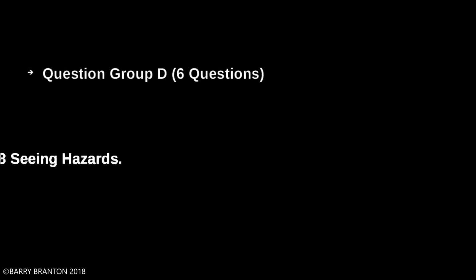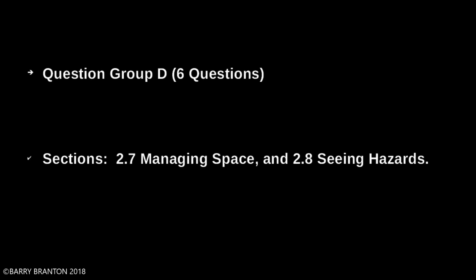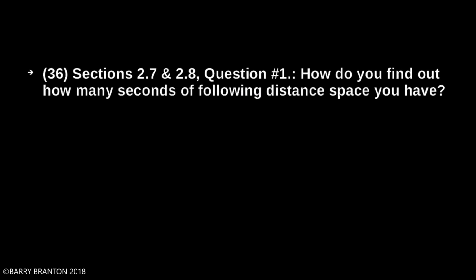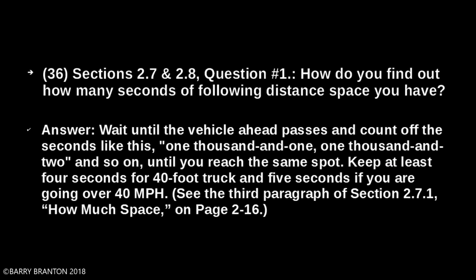Question Group D. 6 questions, covering sections 2.7, Managing Space, and 2.8, Seeing Hazards. How do you find out how many seconds of following distance space you have? Wait until the vehicle ahead passes and count off the seconds like this: 1001, 1002, and so on, until you reach the same spot. Keep at least 4 seconds for a 40-foot truck and 5 seconds if you are going over 40 miles per hour.